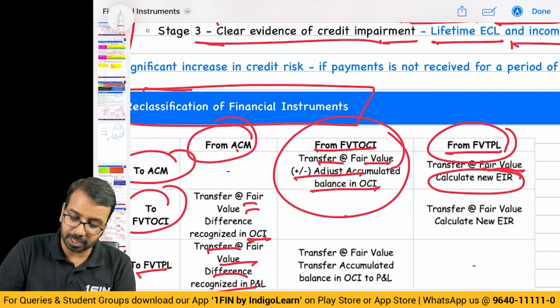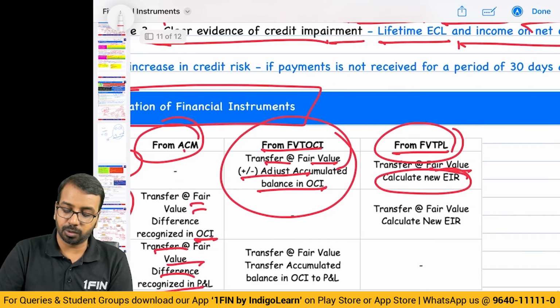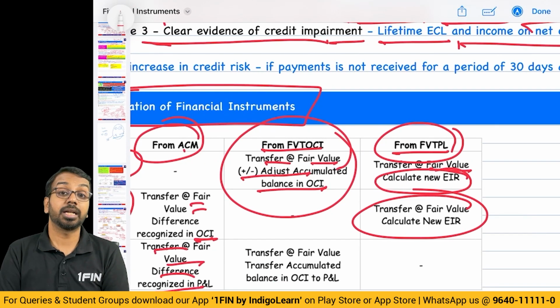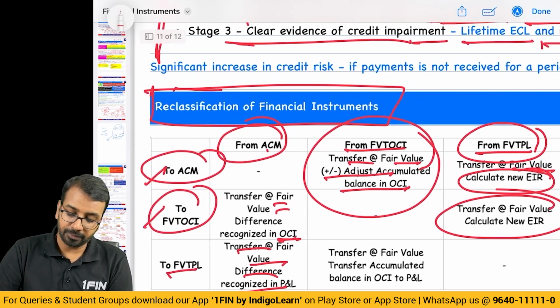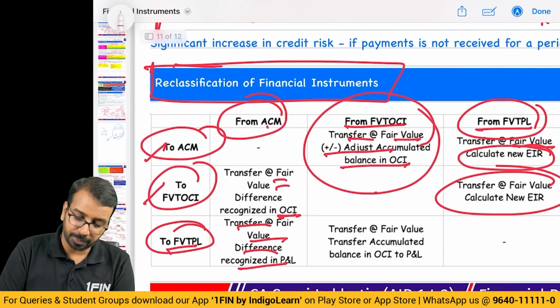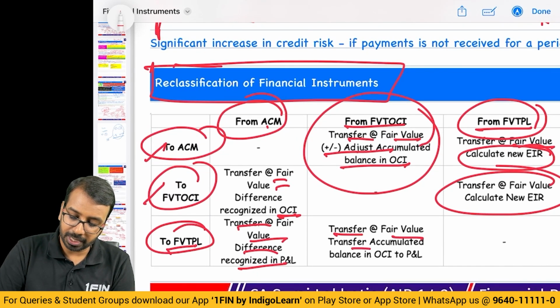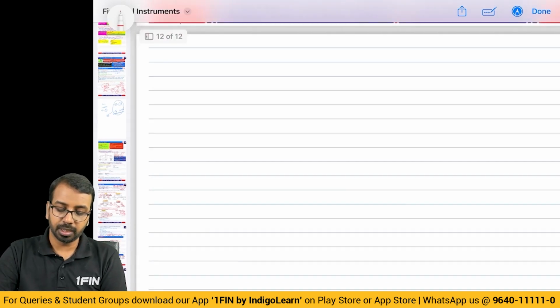So from FVTPL, whether you take it to AC or FVTOCI, you will transfer at fair value and compute new EIR. From FVTOCI to FVTPL, you will transfer at fair value and transfer the accumulated balance in OCI to P&L. Remember this chart, very important from the MCQ point of view.